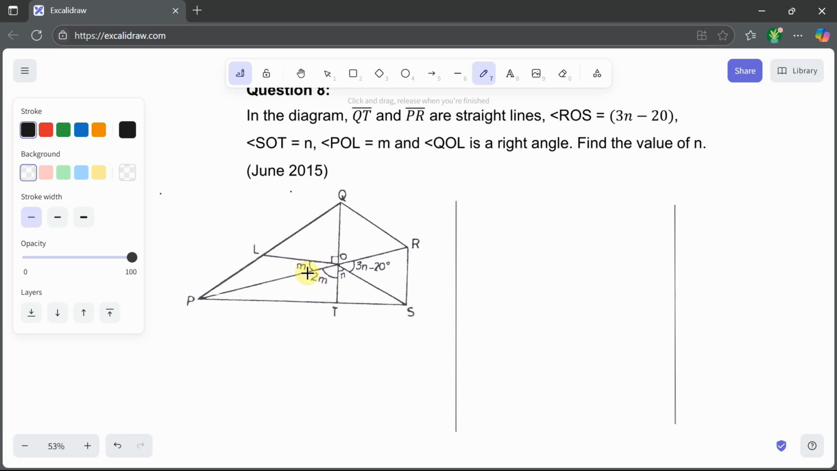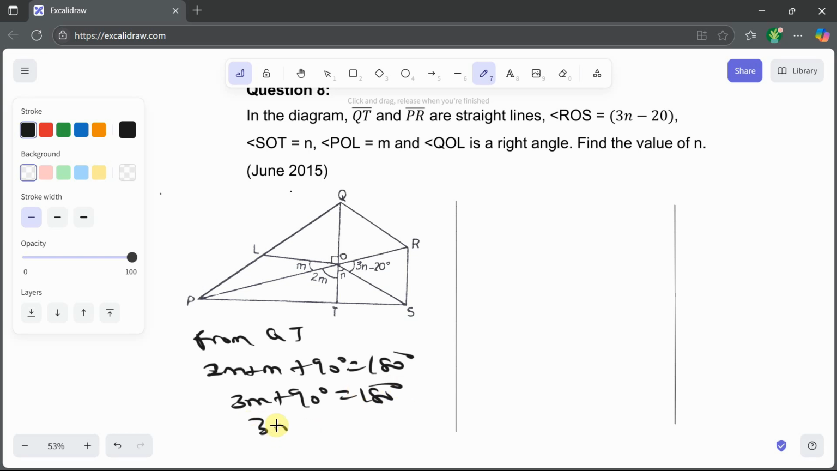I can easily find the value of m from this, right? Because this is a straight line. So from QT, 2m plus m plus 90 degrees is equal to 180 degrees. So that will be 3m plus 90 degrees is equal to 180 degrees. And our 3m is equal to 180 minus 90. And our 3m is equal to 90. So if I divide both sides by 3, that will be 3m over 3 is equal to 90 over 3. That means our m is equal to 30 degrees.